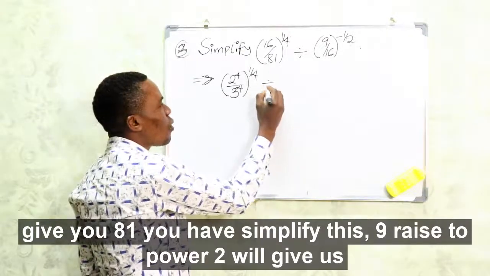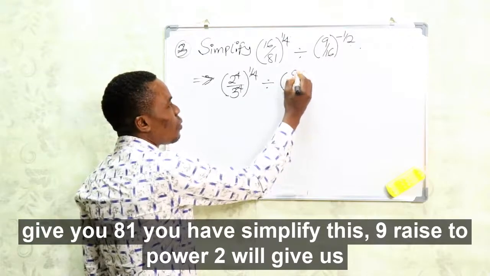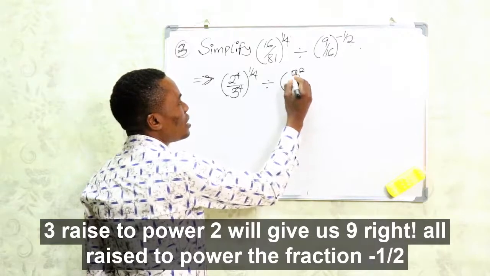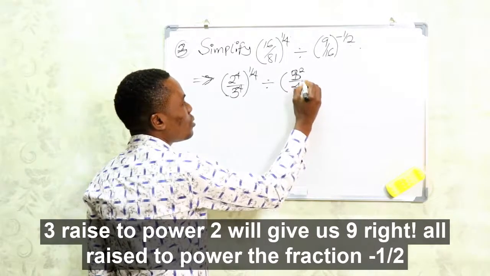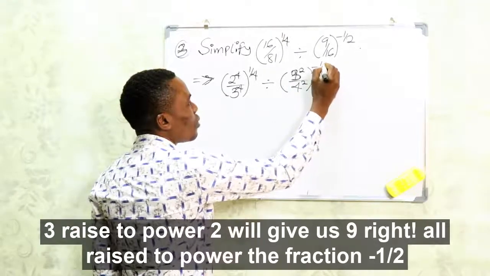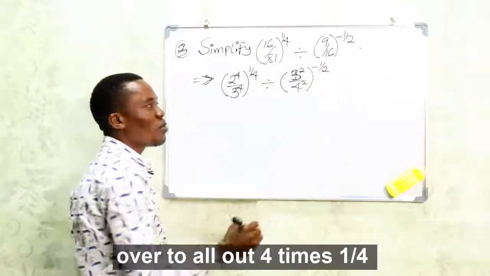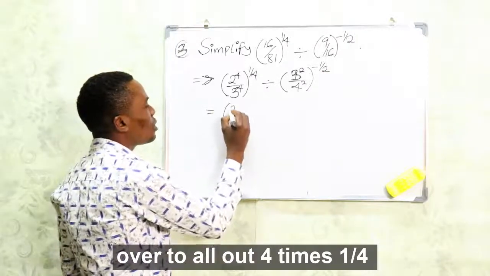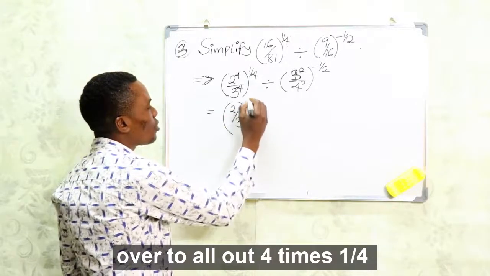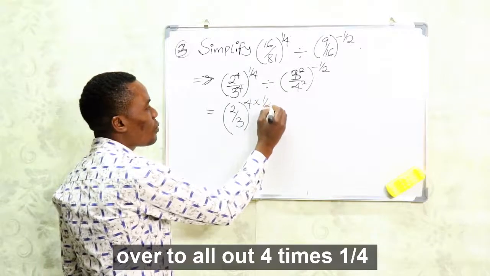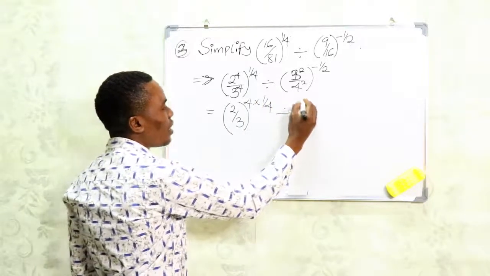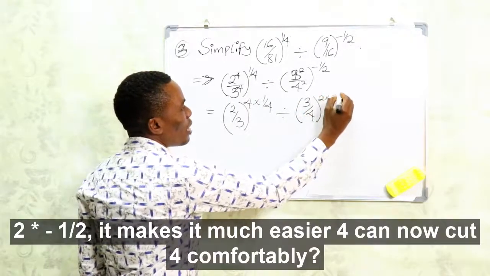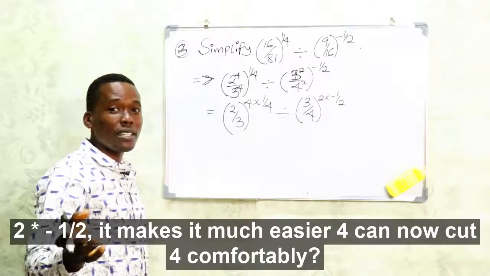Now let's go ahead. We'll have this other one. 3 raised to power 2 will give us 9, right? And this other one, 4 raised to power 2 will give us 16. All are raised to the power minus 1 over 2. We are gradually simplifying it. Now let's go. We'll take this inside and this will give us 2 raised to power 3, all to the power 4 times what? 1 over 4. Divided by all in 3 over 4, to the power 2 times minus 1 over what? 2.